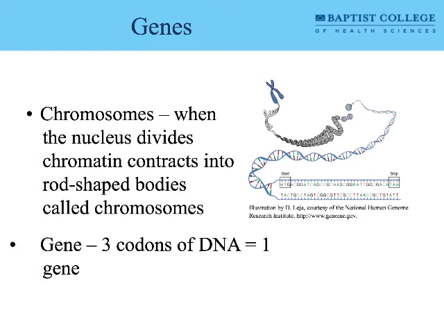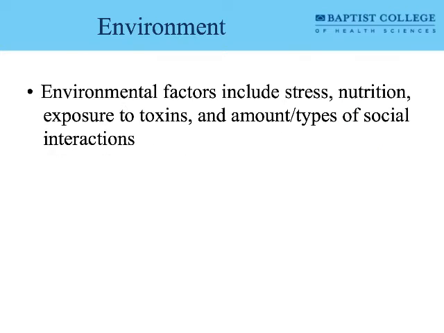So, genes, though. Bless you. Chromosomes: when the nucleus divides, the chromatin contracts into rod-shaped bodies. So when we look at the X chromosome or the Y chromosome, what we're looking at is all of the DNA that has just been spooled up. It's like a fishing line that got reeled in, and what we're seeing is the reel of all that fishing line. We'll call those chromosomes. But a gene is just 3 codons of DNA that equals 1 gene. So this is a gene. That's what we're mapping with the Human Genome Project.